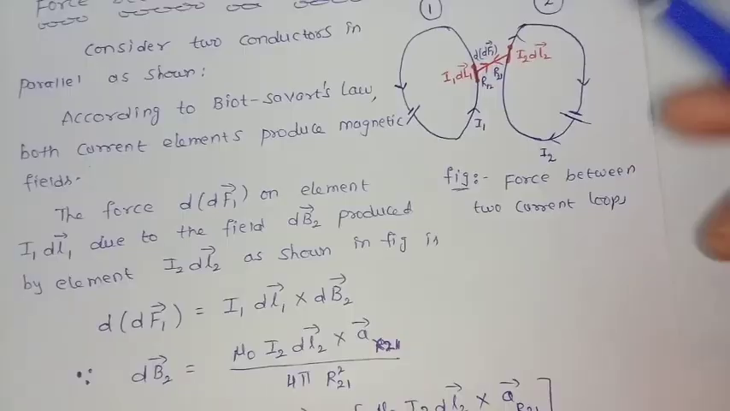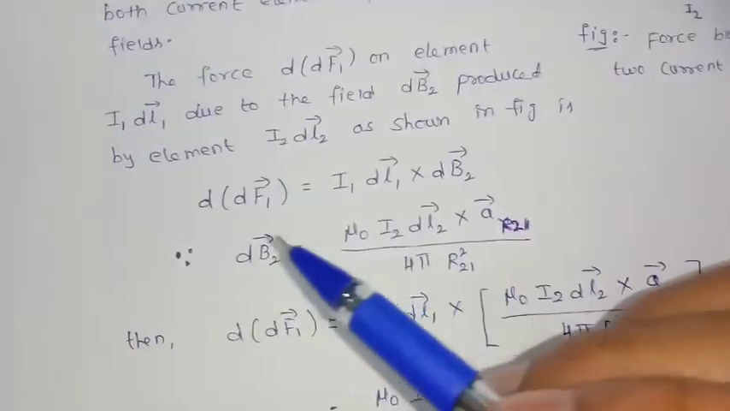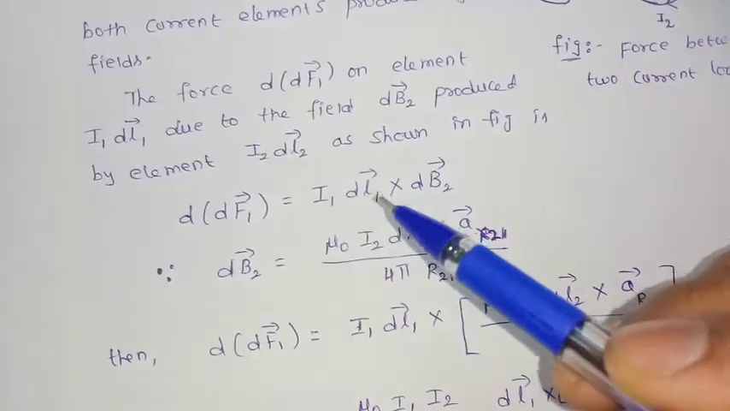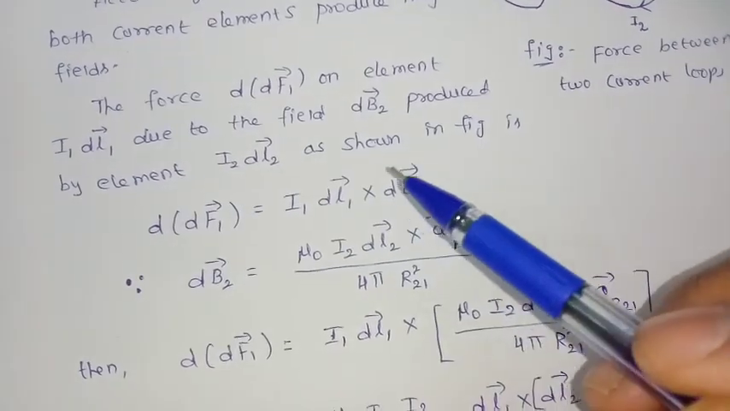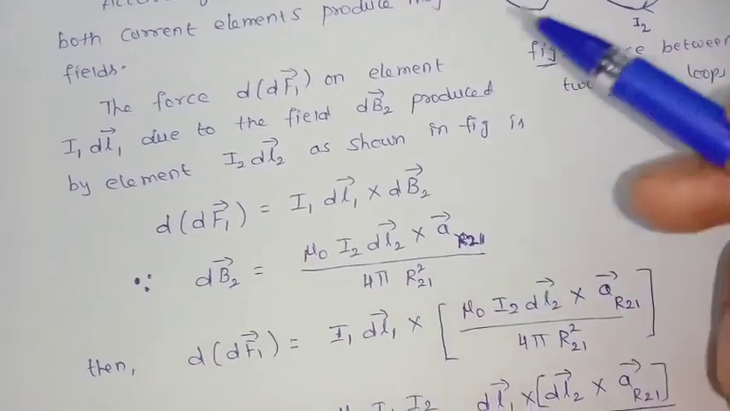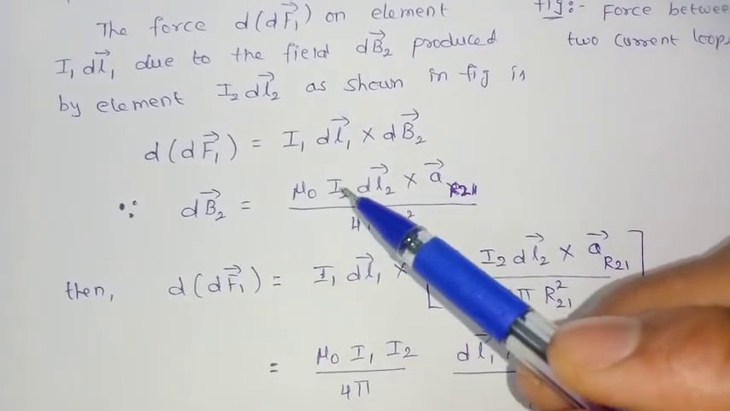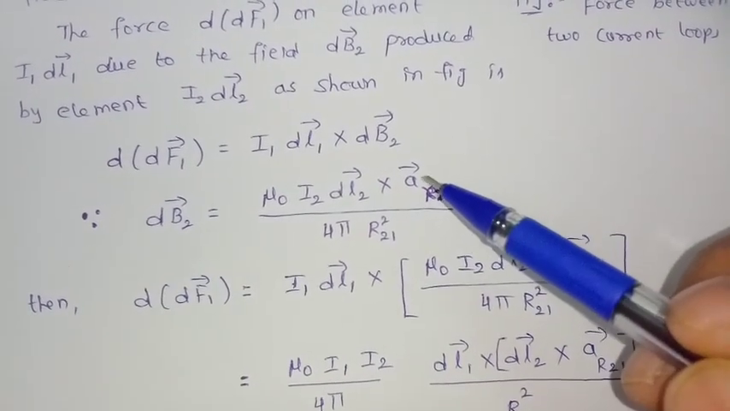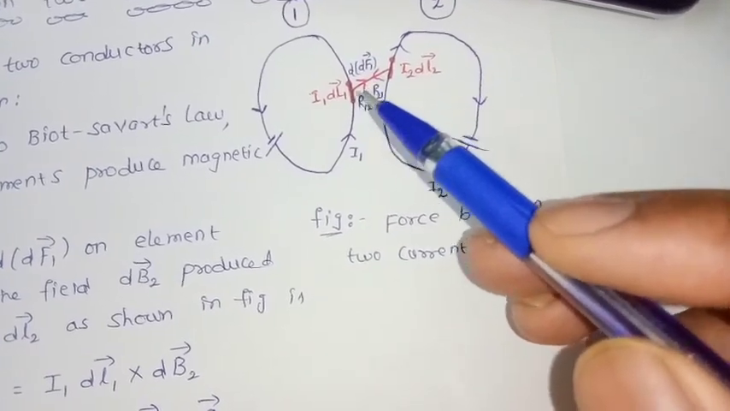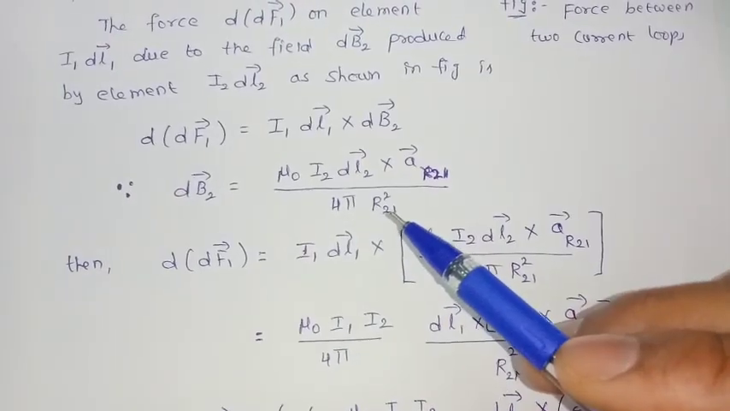The current element 2. Now we are going to write from this expression, I dl cross B bar. Similarly I am going to write d of dF1 is equal to I1 dl1 cross dB2. That means it is the force on current element 1 due to this magnetic field. Is it clear? Now according to Biot-Savart's law, we know that dB2 can be written as mu naught times I2 dl2 vector cross the unit vector R21. Why? Because it is the distance from coil 2 to coil 1. Is it clear? Divided by 4 pi R21 squared.